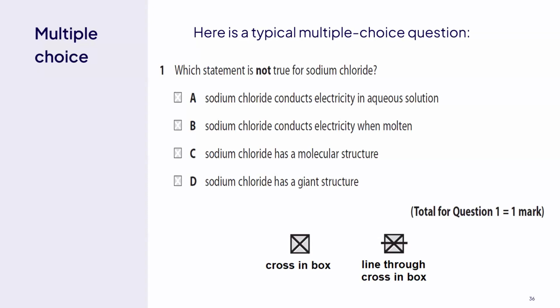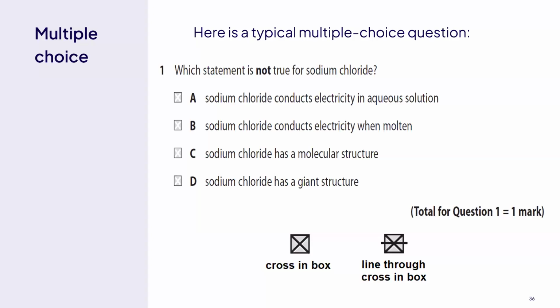Here is a typical multiple choice question. In order to answer the question, the students are asked to put a cross in the box next to the letter they wish to be considered for assessment. So in this particular question, they would hopefully put a cross in box C, because sodium chloride does not have a molecular structure. It's not a molecule.